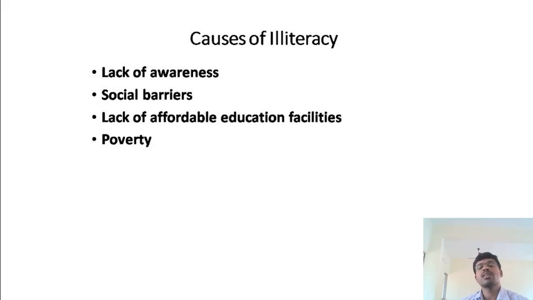Social barriers are also there. India is a vast country with so many differences on the basis of caste, creed, religion, language, etc. Because of these barriers, people are unable to send their offspring to schools and receive proper education. Social barriers play a vital role in increasing illiteracy among the population.